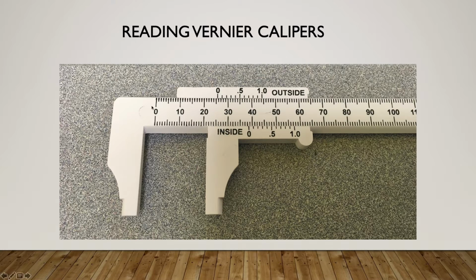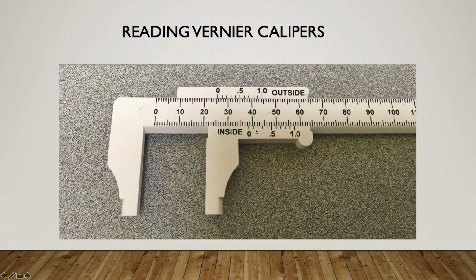Because again, all these tick marks are in units of millimeters. So this 0 right here, as we look at it, looks like it's between 25 and 26 millimeters. So that means we're 25 point something millimeters. Now, to figure out what that decimal place is going to be, that's what this inside part is down here in the bottom.